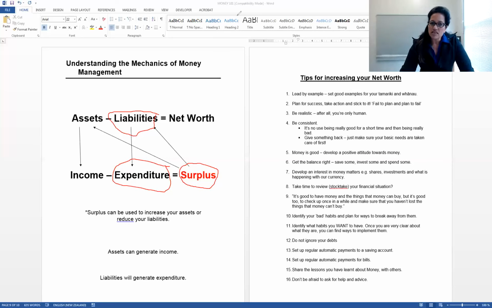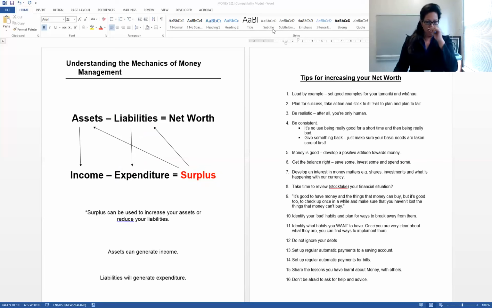So she can get smarter and make some really strategic decisions about what she does with her surplus. Hopefully you can see that by understanding that there are two equations, and once you've noted down your own assets, liabilities, income and expenditure, you have the ability to make more informed judgments and more effective decisions around your own money management.